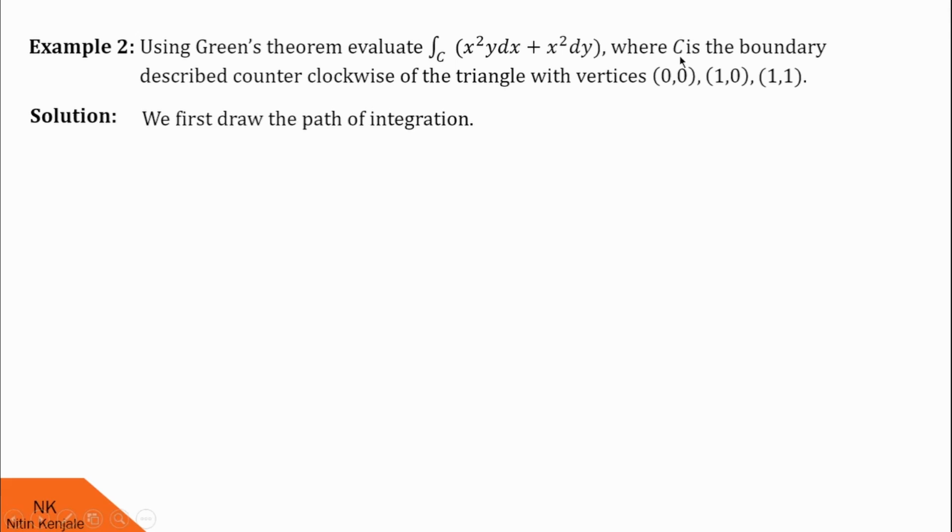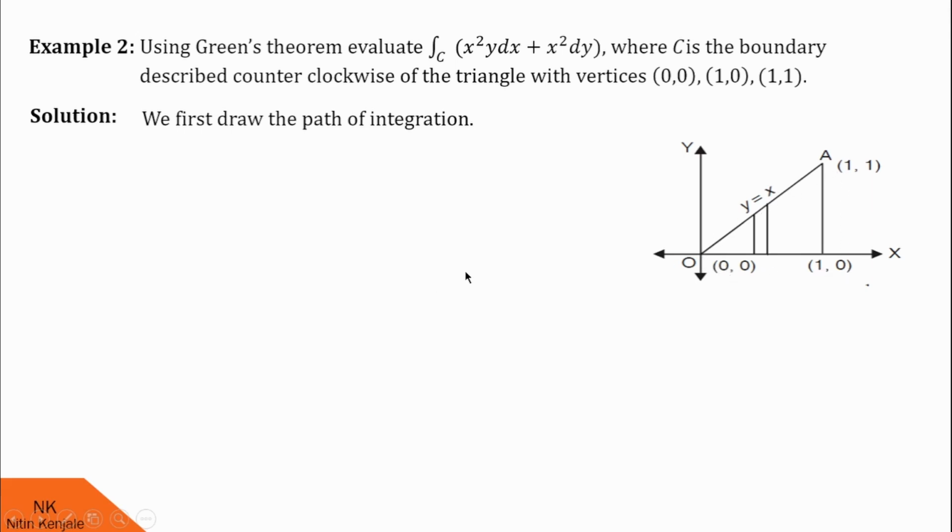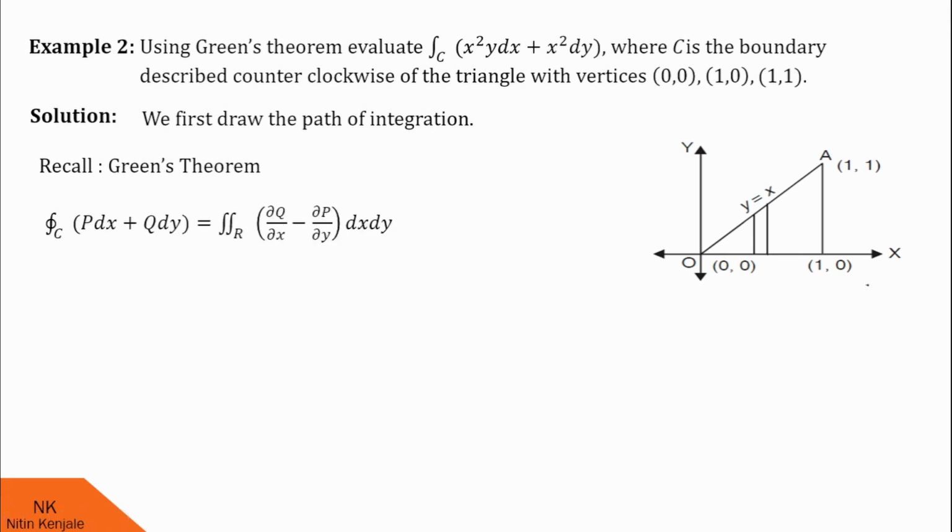Here it is the boundary of the triangle whose vertices are (0,0), (1,0) and (1,1). So that triangle would look like this. So the path of integration is O, that is (0,0), then to (1,0), then to (1,1), and then again back to O. Now we recall Green's theorem, which is this.